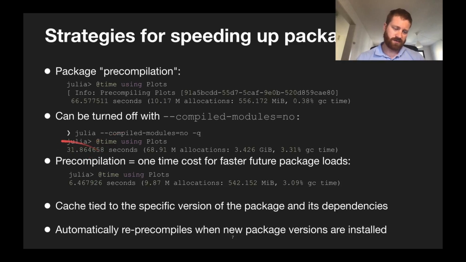And then you see it's a bit faster, but the advantage of using precompilation is that the next time we load the package, it's significantly faster. So we paid a bit of a one-time cost here to cache some stuff and then have it load faster in the end. This precompilation cache is tied to a specific version of the package and its dependencies. But if you use the package manager to update everything, it's going to automatically recompile things, so you don't have to think about this. Whenever it needs to, it's going to precompile and make the package load faster.